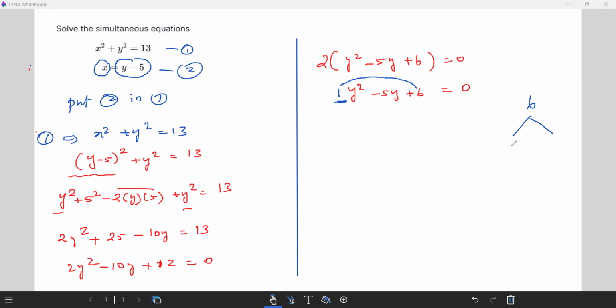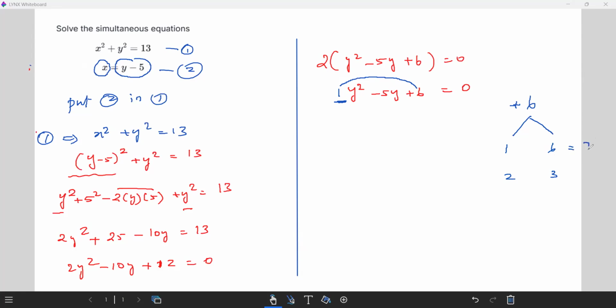So there will be two pairs of factors: 1 and 6, and 2 and 3. So I'm going to add and see. Why should we add and see? Because the sign for that 6 is positive, and positive represents adding. So I add and see.